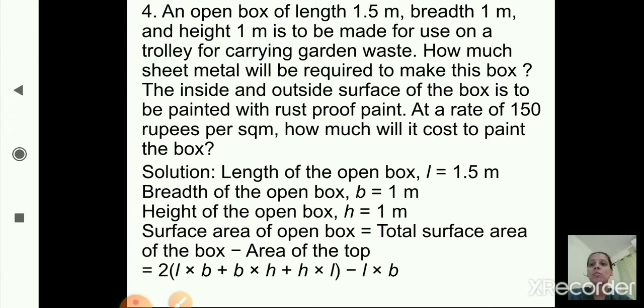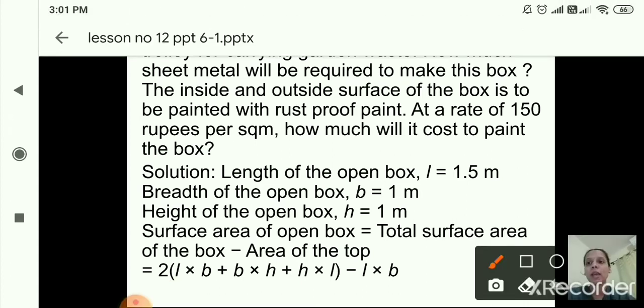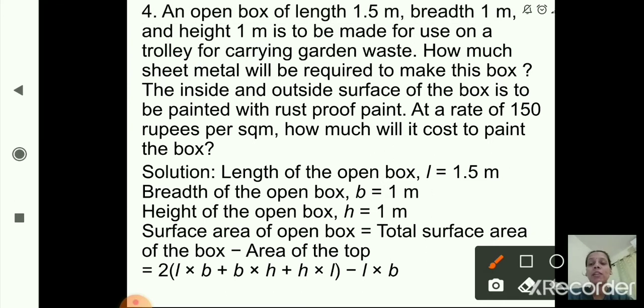Okay, so question number 4, an open box of length 1.5 meter, breadth 1 meter and height 1 meter is to be made for use on a trolley for carrying garden waste. How much sheet metal will be required to make this box? And the inside and outside surface of the box is to be painted with rust proof paint at a rate of 150 rupees per square meter. How much will it cost to paint the box?